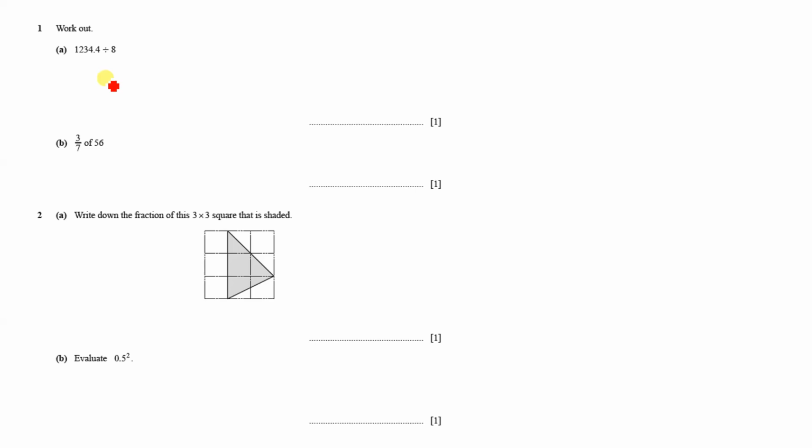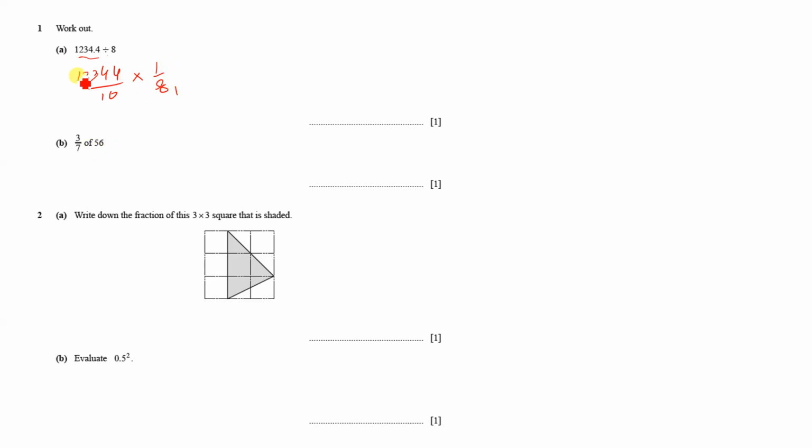solutions. Question number 1. Work out 123.4 divided by 8. So first of all, we need to get rid of this decimal. So let's write it as fraction 1234 divided by 10, and this divide is replaced by multiplication, so times 1 over 8. Okay, now we have to simplify this.